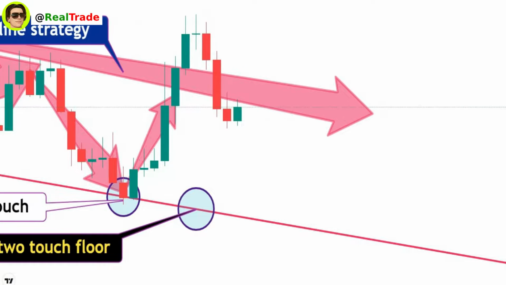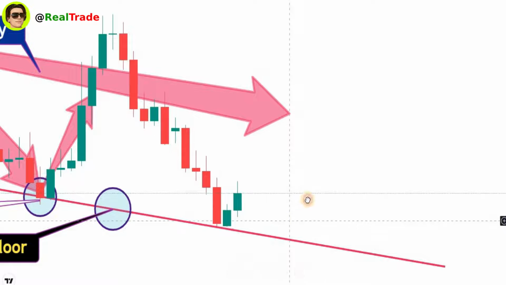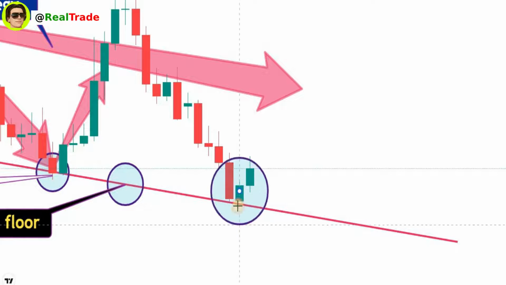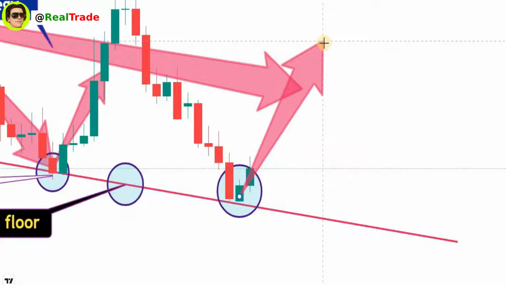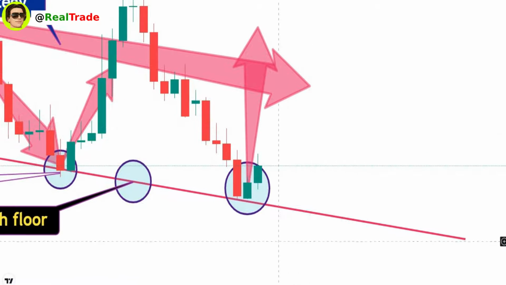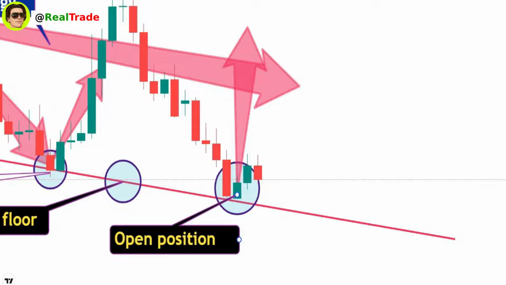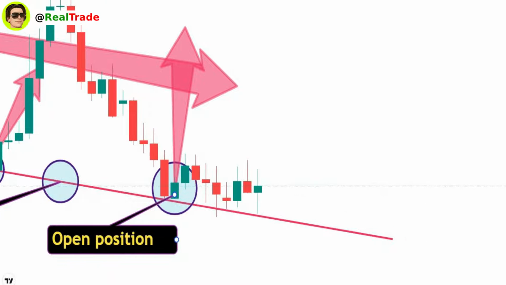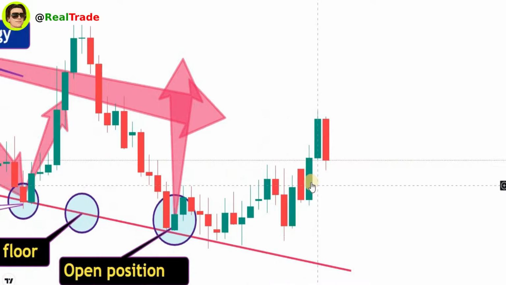Look at the candle, the next candle, red candle, green candle. Yes, this candle, green candle. Next, on this candle, I open a position, open buy. Please look at the chart, look at the candle. Open position. After this candle, continue. Yes, take a profit.